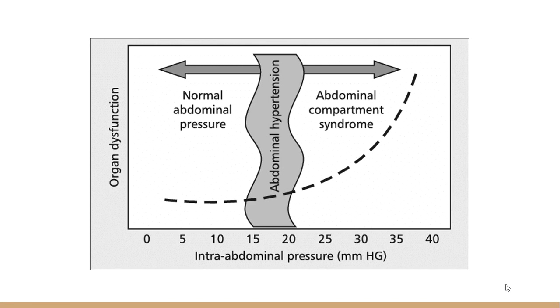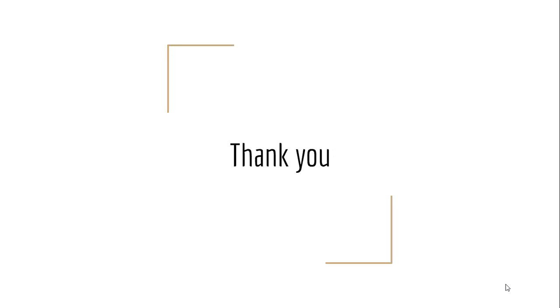So finally, there is a critical pressure beyond which intra-abdominal pressure increases very rapidly. So we should make all the effort to decrease the intra-abdominal pressure, which further reduces the progression of organ failure. If organ failure worsens, then there is a high mortality. So this is all about intra-abdominal hypertension. Thank you. Any questions?